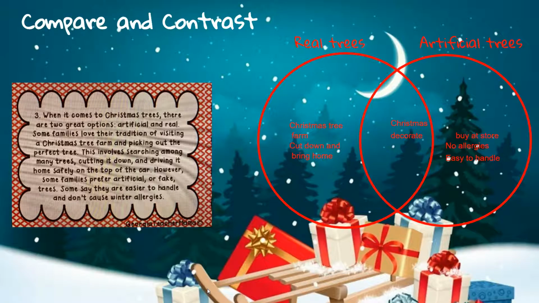So on our Venn diagram, they are both used for Christmas, both can decorate. Real trees are picked out at a Christmas tree farm, and they can be cut down and brought home. Artificial trees are bought at the store. They don't affect your allergies, and many people say they are easier to handle. So I've shown how they are similar and how they are different.